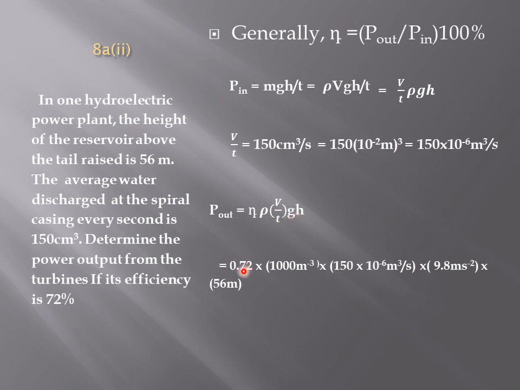If that is well substituted, power output is equal to 0.72 times 1000, which is the density of water, times the volume rate of flow with time, 150 times 10 to the power minus 6 meters cube per second, times gravity, which is 9.8, multiplied by the height, which is 56. If we compute that using our calculator, we're going to have our power output as 59.3 watts.